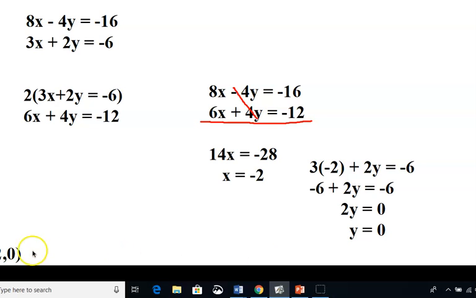So again, write your final answer as an ordered pair. And it definitely does not hurt to go plug this x and this y into both equations and see if it works out for you.